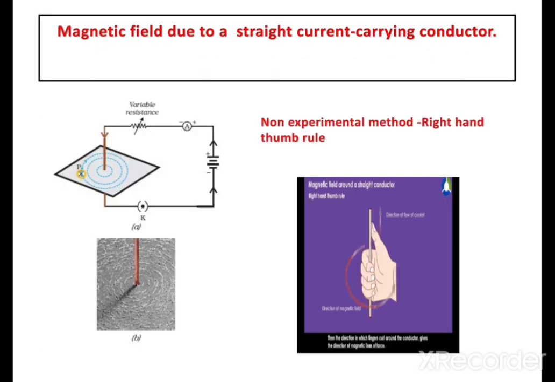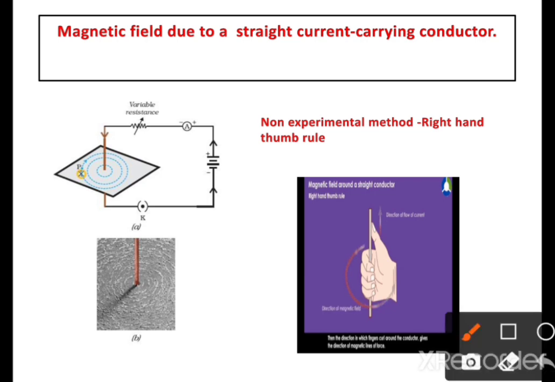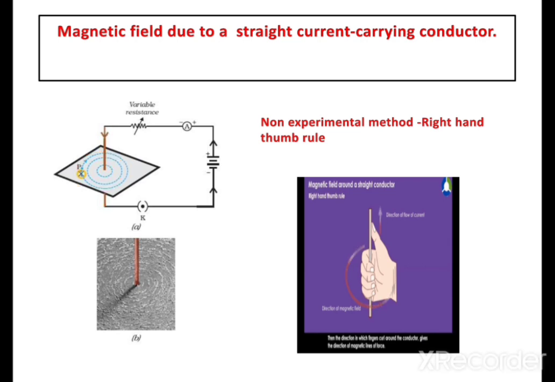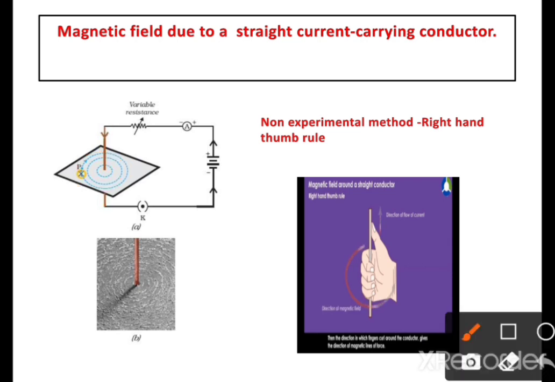The next, magnetic field due to a straight current carrying conductor. The magnetic field around a straight current carrying conductor forms concentric circles. See, it shows concentric circles. And the direction of the magnetic field around a straight conductor is identified by using the right hand thumb rule. The thumb represents the current direction. The curved fingers represent the magnetic field direction.